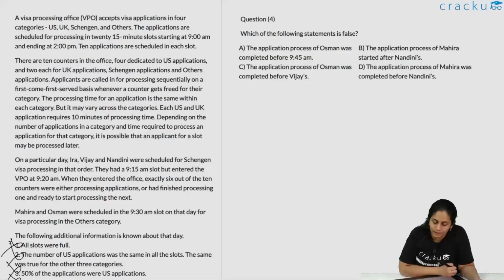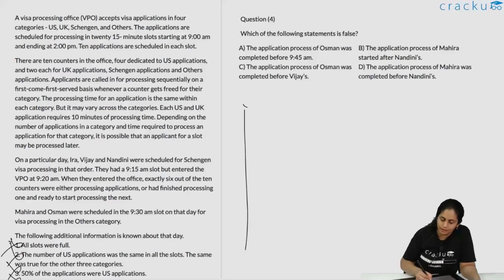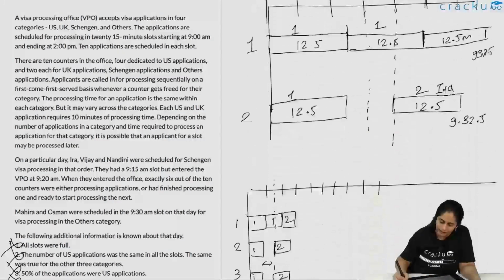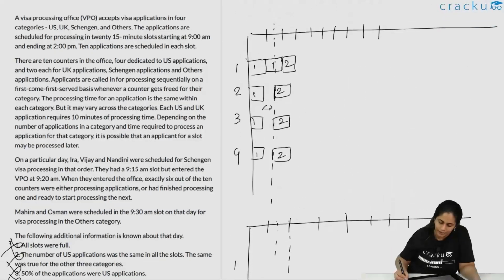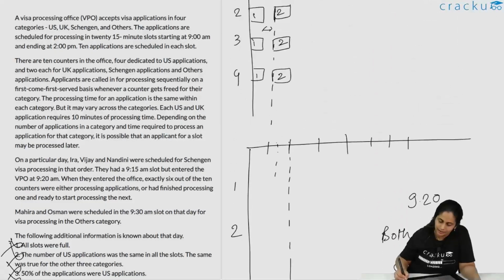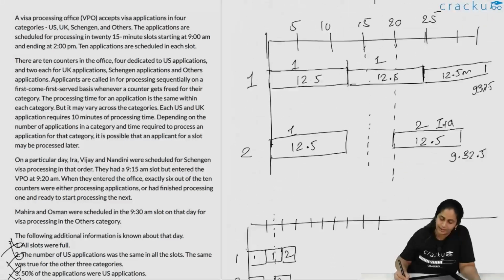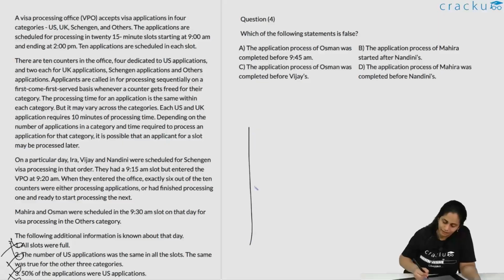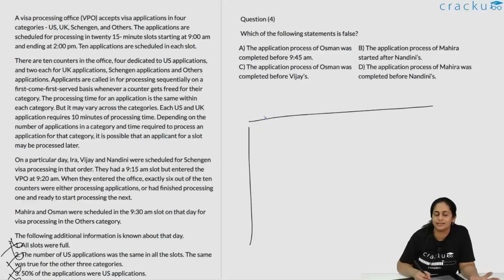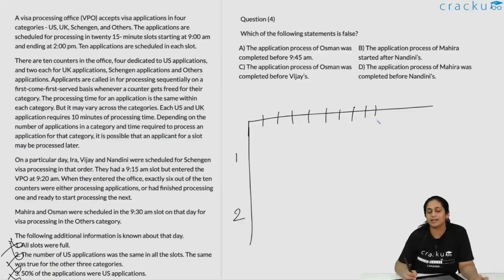Let's consider the fourth question. Which of the following statements is false? The application process for Osman was completed before 9:45 am. So consider when the application process for Osman is going to happen. I did that over here. Each one of them, each process is at max 5 minutes. So this is counter 1, this is counter 2, each tick is say 5 minutes. It need not even be 5 minutes, it is at max 5 minutes. Even the application processing time can be even 1 minute.